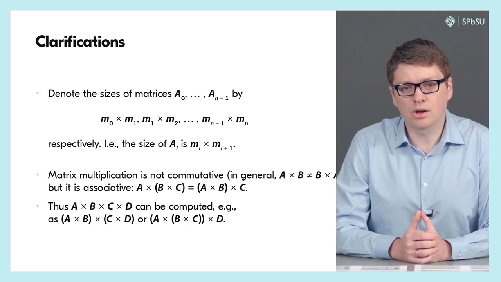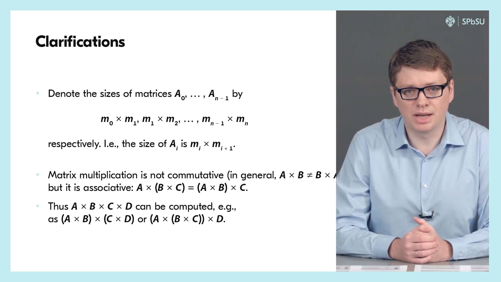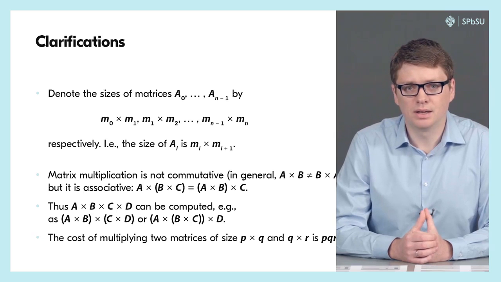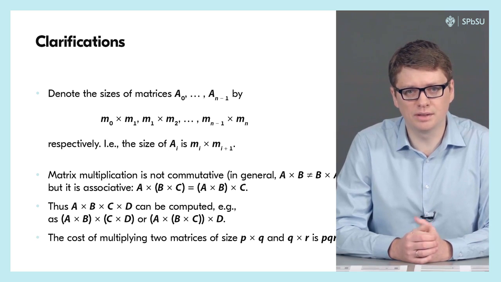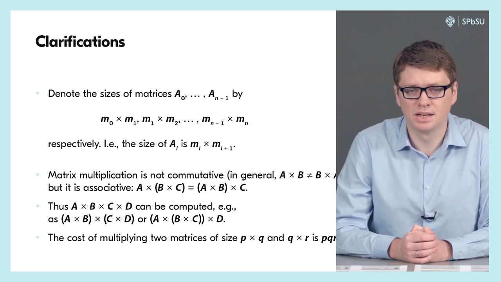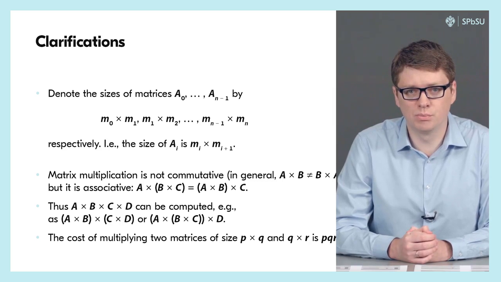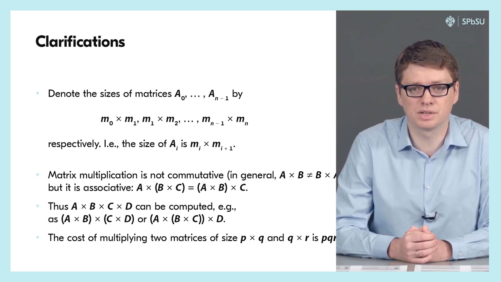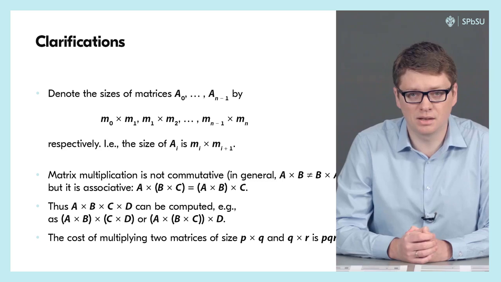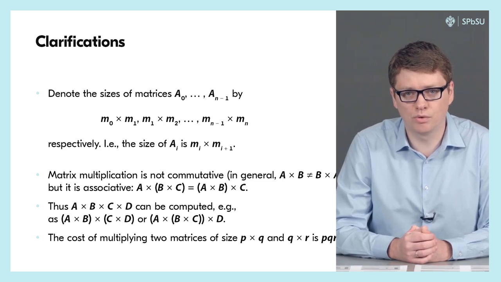So the cost of multiplying two matrices of dimensions P by Q and Q by R we define to be equal to PQR. This reflects the following fact. The resultant matrix has dimensions P by R, right? So it has P by R cells. And to compute the content of each cell, we need to multiply a row of the first matrix of size Q by a column of the second matrix of size Q. So it definitely can be done in time big O of Q. So definitely we can compute the product in time big O of PQR.